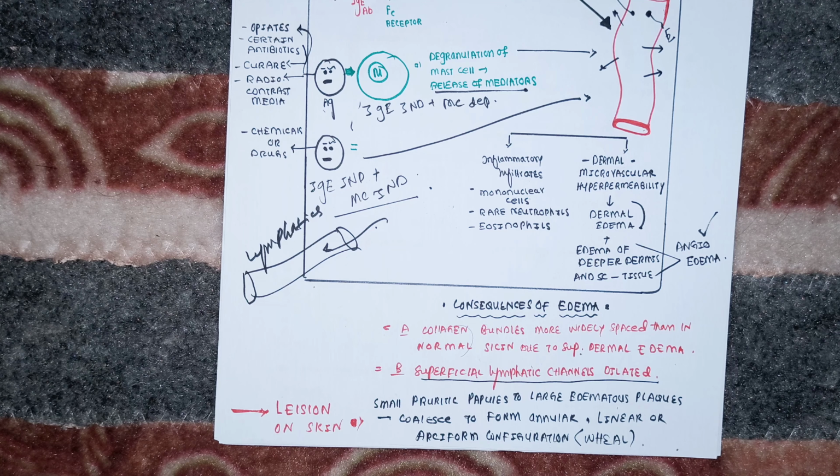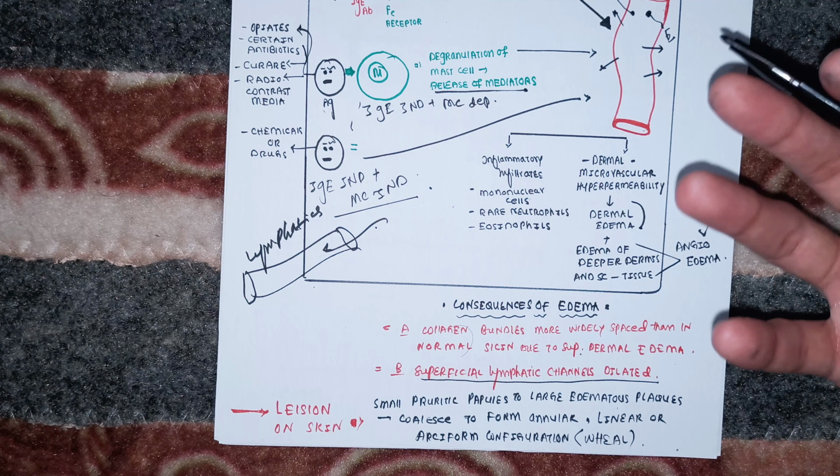What will happen to your skin if there is dermal edema like this we have just discussed? There will be very much pruritus, that is very much itching, because the products of the mast cell do produce itching. So there will be pruritic lesions on the skin, that is pruritic papules will appear. Pruritic papules to large edematous plaques जो कि मिल जाते हैं और फिर एक बड़ा सा wheel बनाते हैं.